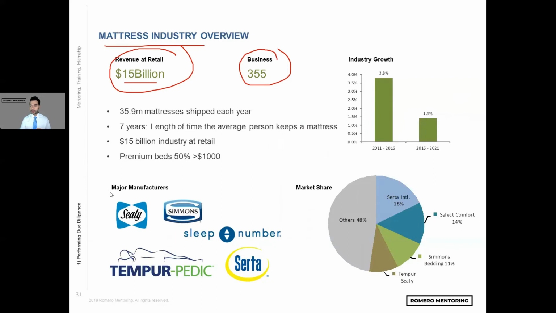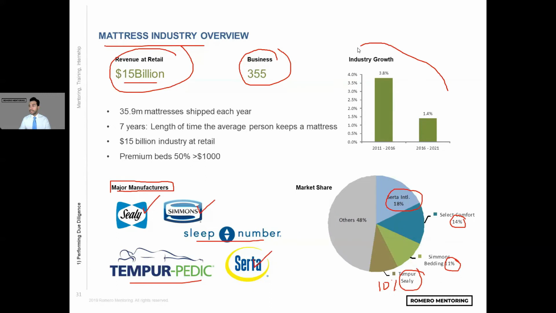Who are those major players? Well, here they are. Major mattress manufacturers. You have Sealy, Simmons, Sleep Number, etc., Tempur-Pedic. Within these players right here, they control the bulk of the industry. And here we go. I mean, you have Sealy International 18%, Select Comfort 14%, Simmons 11%, Tempur-Pedic. I will also say this is probably about 10%. So when you add all of these up, you're really looking at about 50% of the entire market. It's really concentrated with 5 major companies, okay?